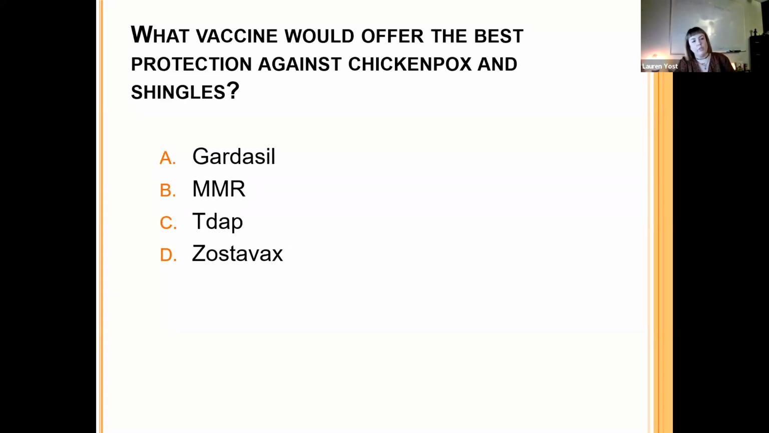So what vaccine would offer the best protection against chickenpox and shingles? I'm not going to ask you questions like this on the test, FYI, but it would be Zostavax.